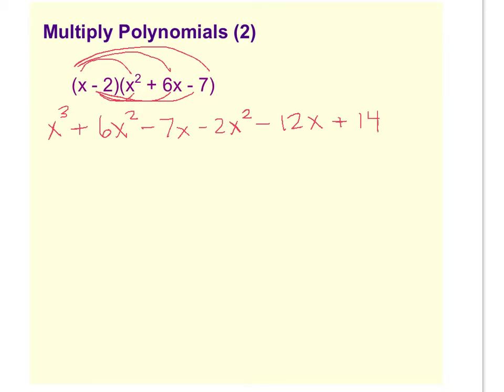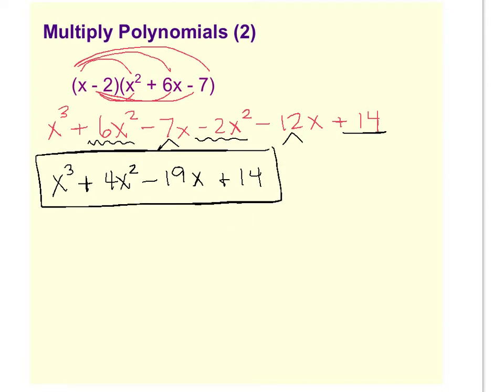And so now for our final answer, we're just going to look for any like terms to combine. Remember, final answers for polynomials have to be in standard form, so you want to find your highest exponent and then write in descending order. So that x cubed will go first. And then we have a 6x squared minus a 2x squared, so that will give us 4x squared. Then we've got a negative 7x minus a 12x, which is negative 19x. And then the last thing we have is that plus 14 on the end.